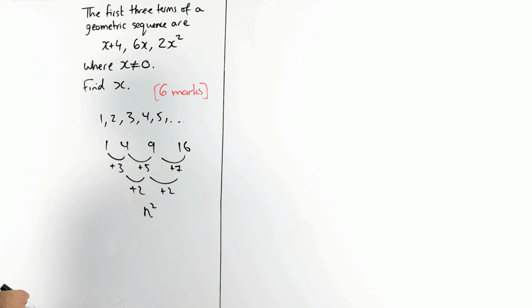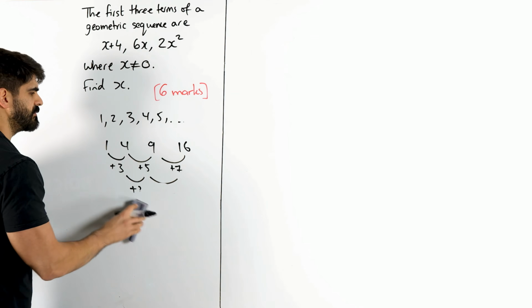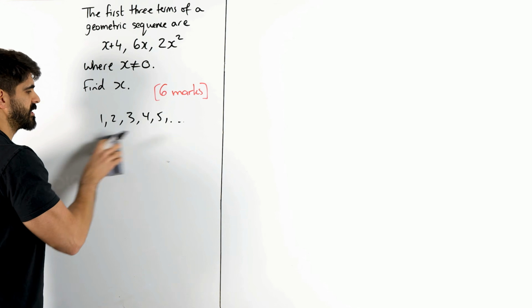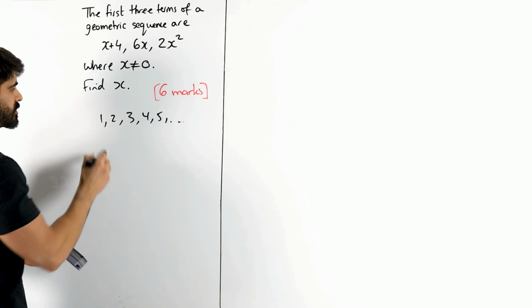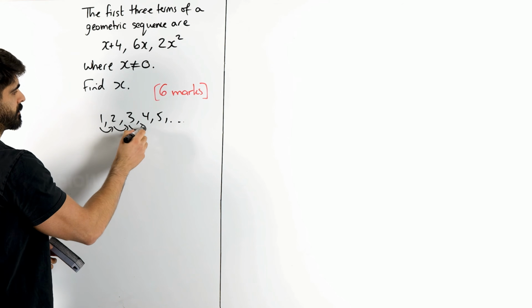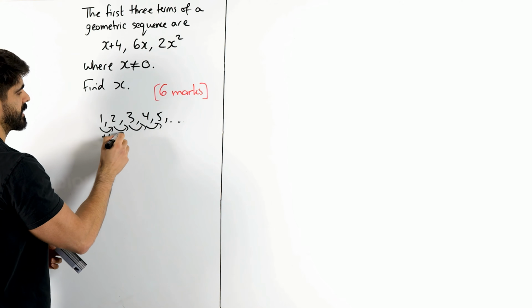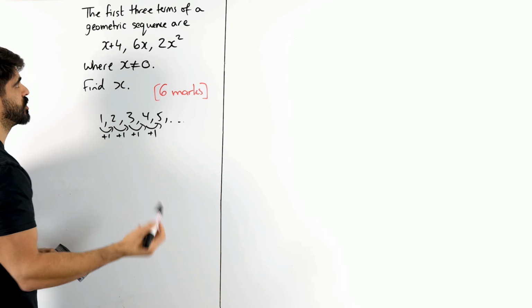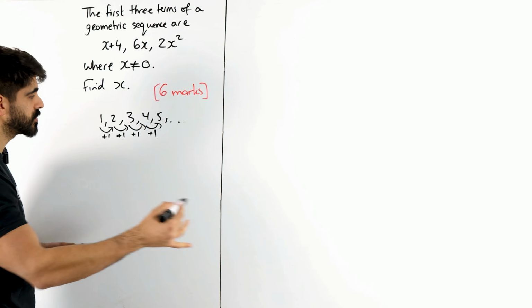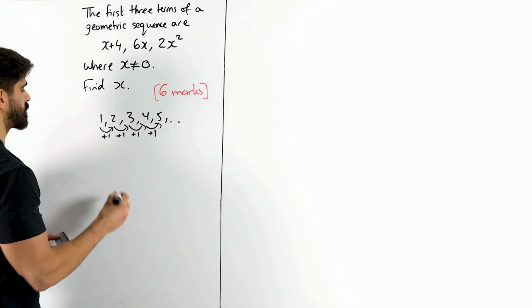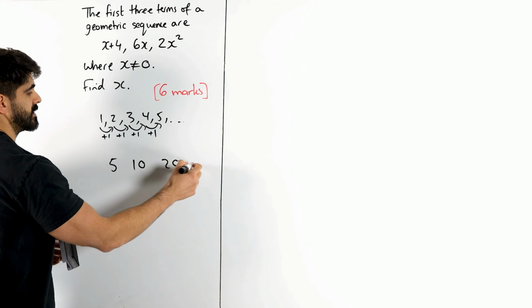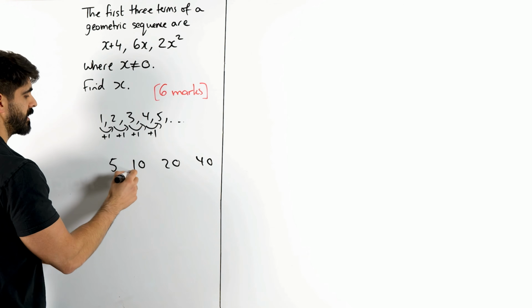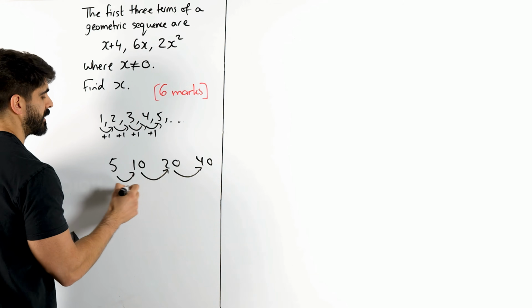Now, what is a geometric sequence? A geometric sequence, very similar to an arithmetic sequence or a linear sequence. So here we add 1. Here we're just adding by a constant value. A geometric sequence is one where we multiply by a constant value. For example, if I had 5, 10, 20, 40, here we are multiplying by 2 each time.